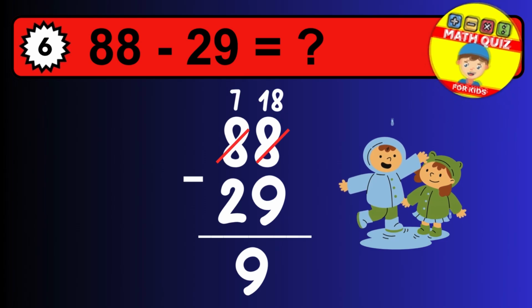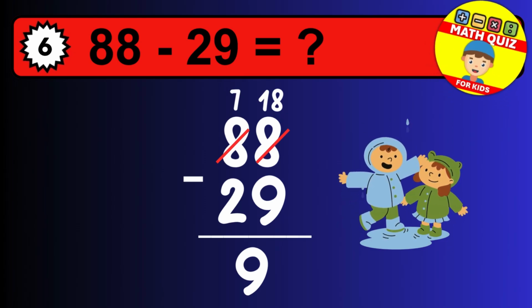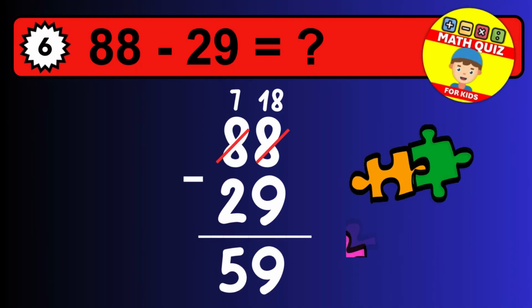Now we subtract. 18 minus 9 is 9. Then we go to the tens. 7 minus 2 is 5. The final answer is 59.